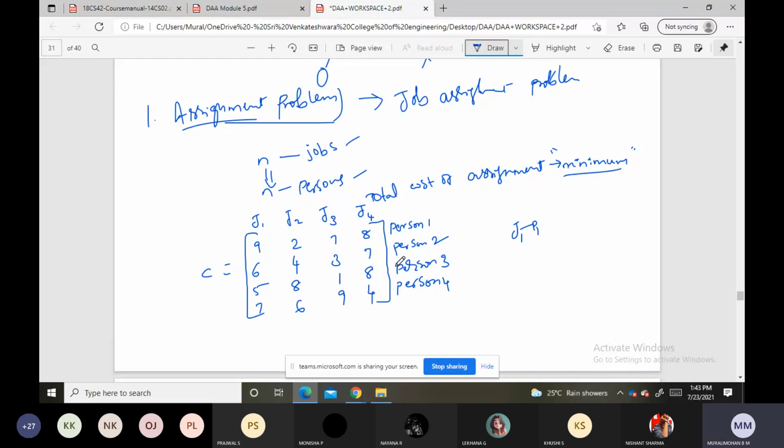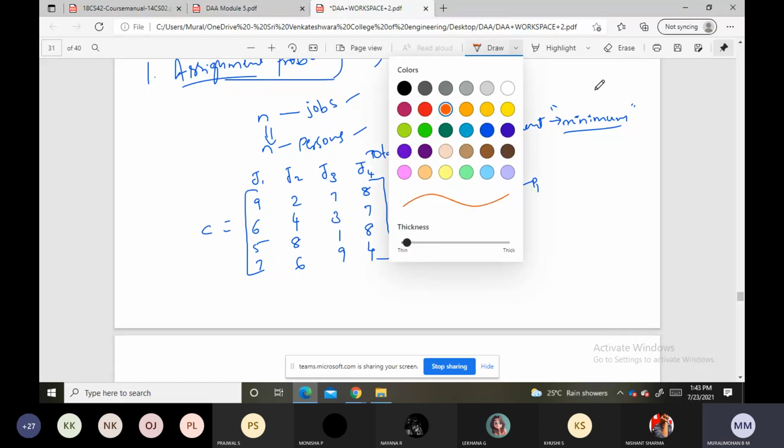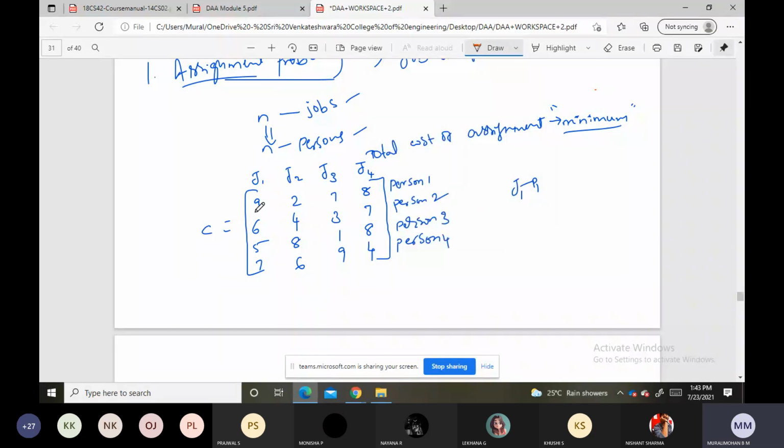Now, what is this matrix that is given? If job 1 is assigned for person 1, then the assignment cost is 9. If job 2 is assigned for person 1, then the assignment cost is 2. If job 3 is assigned for person 1, then the assignment cost is 7. If job 4 is assigned for person 1, then the assignment cost is 8. But what is our goal? The assignment cost should be minimum, right?